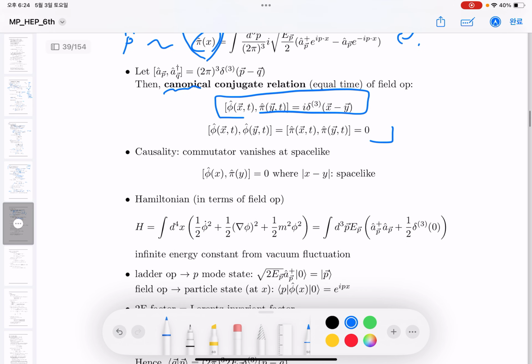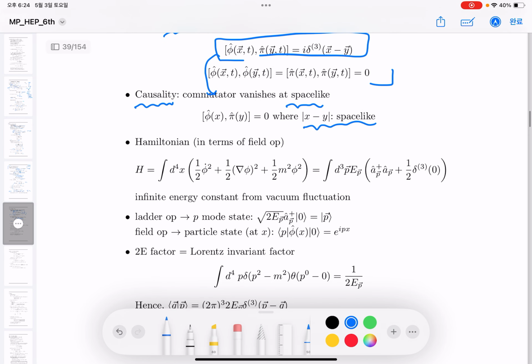The commutator relation between the field and the field conjugate satisfies the canonical conjugate relation here. And this is the special relativity theory, so it should satisfy causality. The commutators vanish at space-like separations of the events. And also we can define the Hamiltonian with the expansion of a plus and a, and there will be some vacuum energy fluctuation.